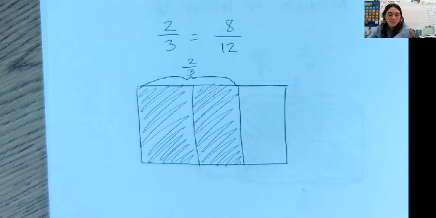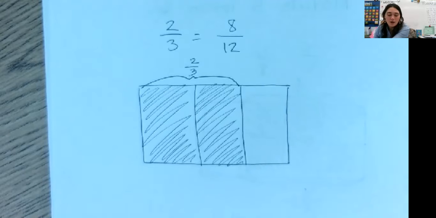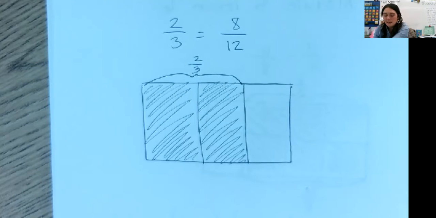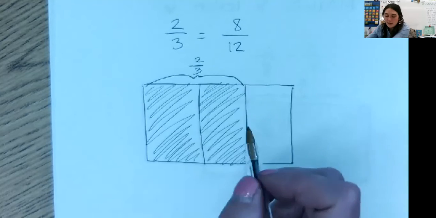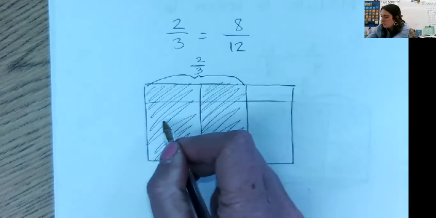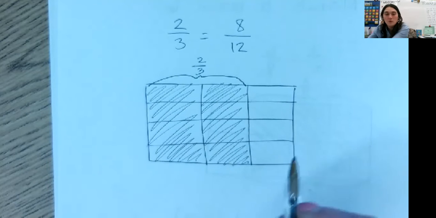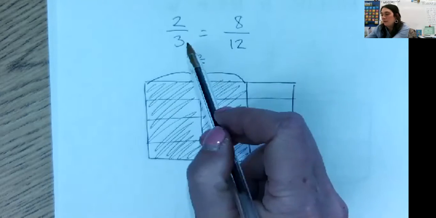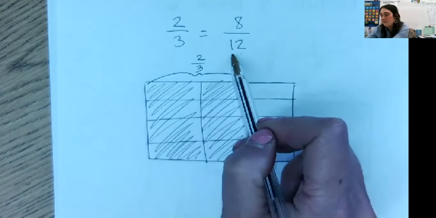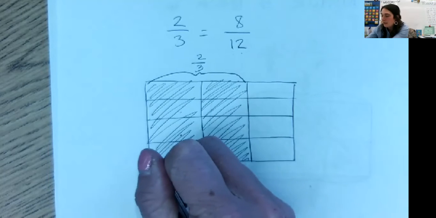I am going to decompose my larger area model so that we can show 8/12. So I am going to split this 1, 2, 3, 4. Notice if I think 3 times something will give me 12, well, 3 times 4, I need 4 rows, will give me 12.